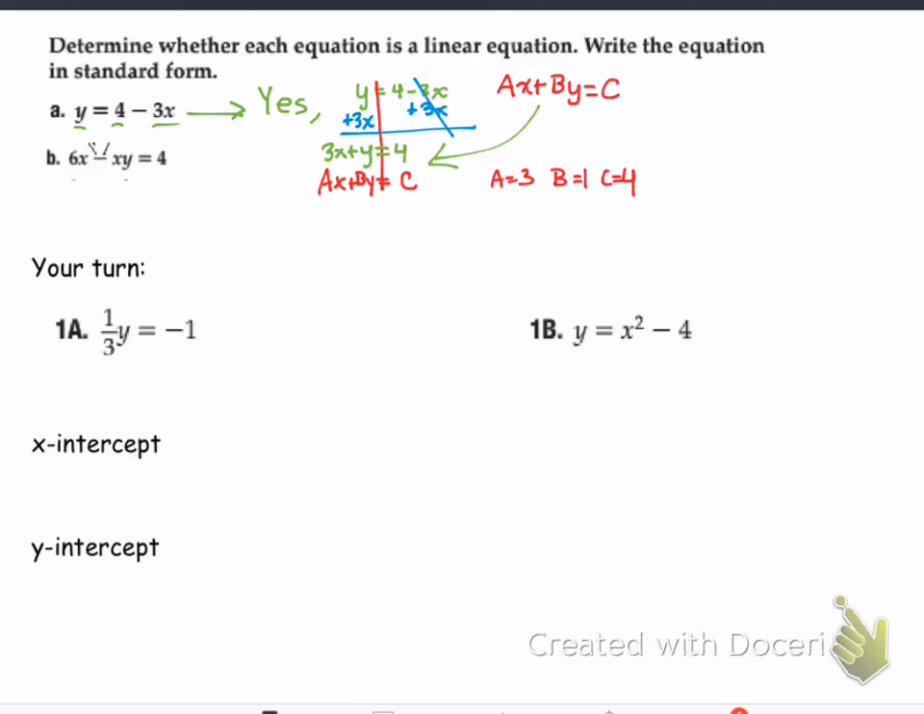So let's look at letter B. Determine whether this equation is a linear equation. Okay, number one, there is no exponent that's greater than 1. Number two, can it be written in standard form? Maybe it kind of looks like ax plus by is equal to c. But actually, number three, it says no term has more than one variable. This term right here has an x and a y. So this is no, not a linear equation.